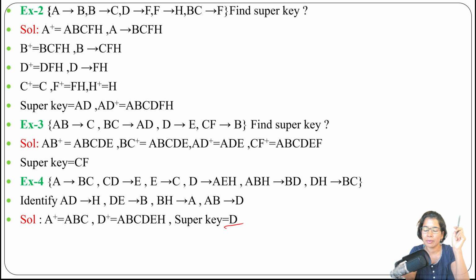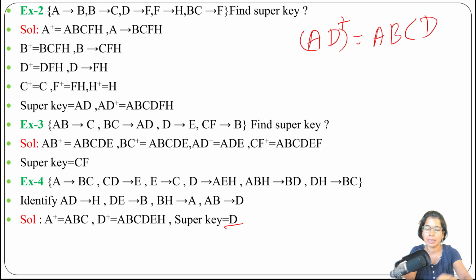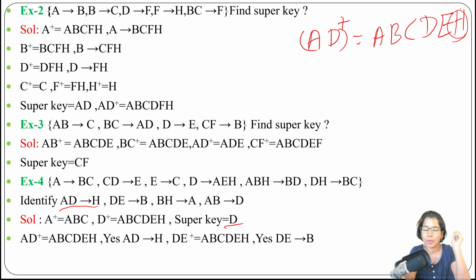Now check all these functional dependencies. So we need to find AD plus. From A, B, C, then D is there. Then from C, D, we can derive E. From E, C, C is already there. From D, A, E, H, E is there, just add H. Then A, B, H, B, D, B, D is already there. D, H, B, C. So A, B, C, D, E, H. And it is saying AD derives H. H is at the right side, hence this is possible.